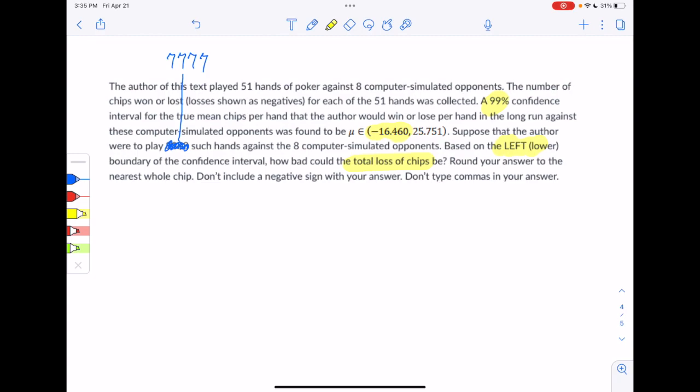So worst case scenario, the true mean would be negative 16.460. So if that were true, what would that mean in terms of expected loss after 7,777 hands? All right, well, let's focus on that one number. For the negative, I'm just going to make a note that that would be a loss. And it would be 16.460. And the units on that would be chips per hand.